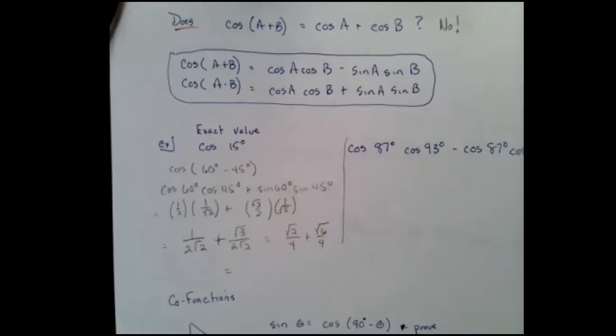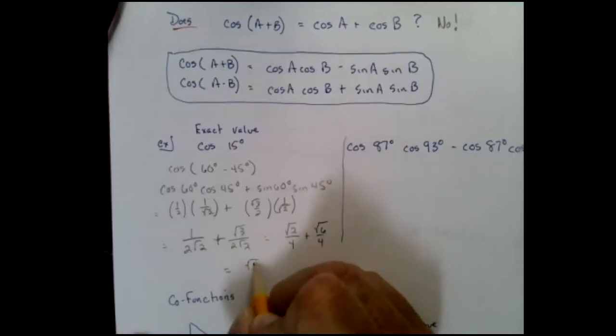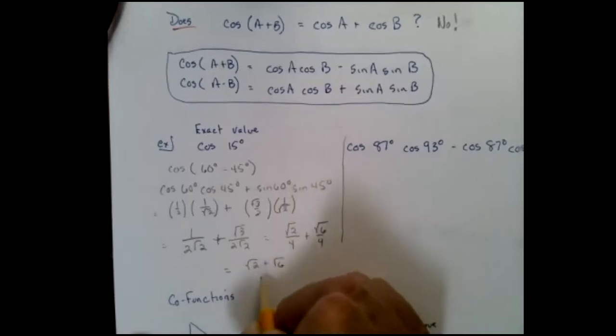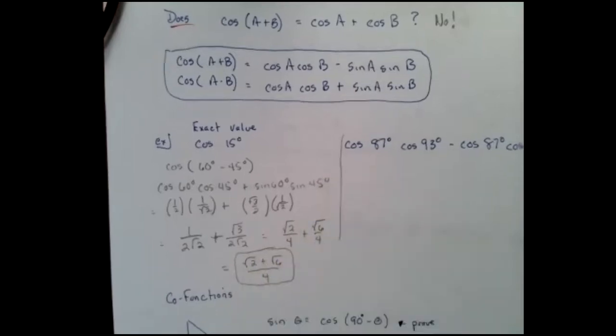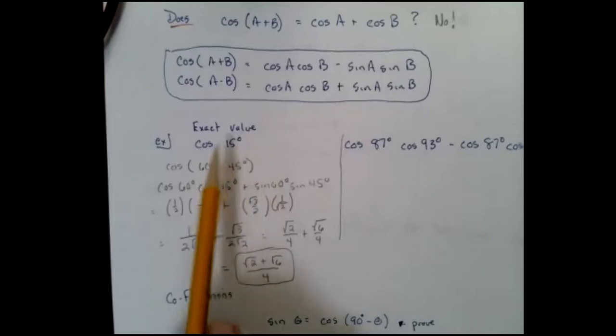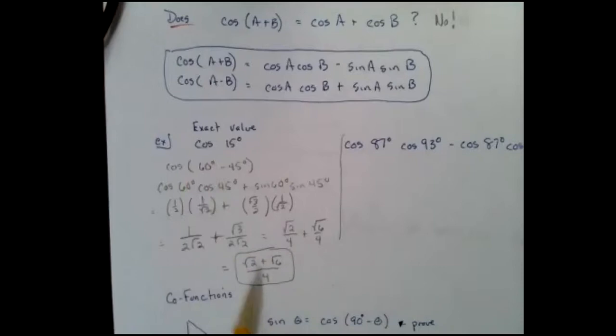Don't let this final answer trip you up. Final answer, square root of 2 plus the square root of 6 over 4. So the exact value for this is this. If you put it in a calculator on the test, how many points do you get? Nada. Zero. Nothing.